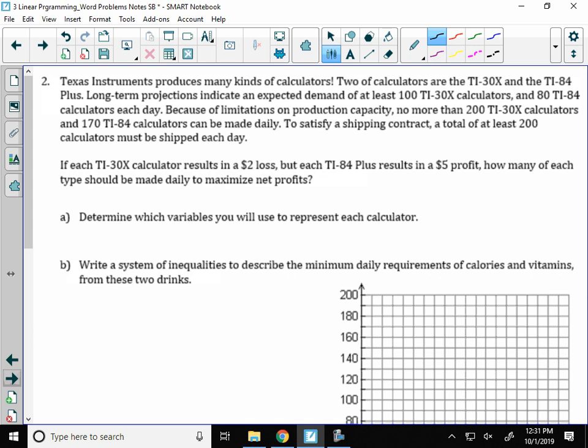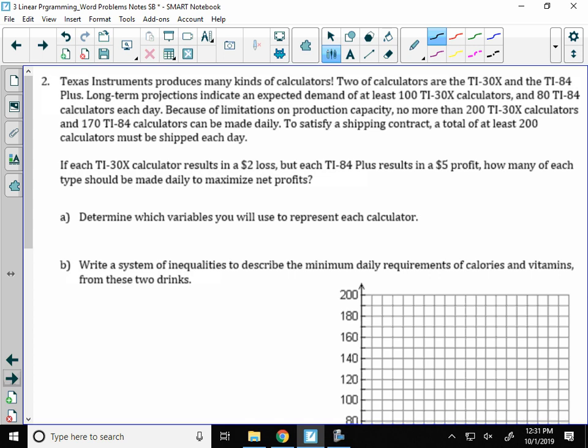So Texas Instruments makes a lot more calculators than this, but they make something called a TI-30X, which is just this basic little scientific one. And then they also have the TI-84s, right? Most of you have a TI-84. Long-term projections indicate an expected demand of 100 of these little TI-30s per day and 80 TI-84s each day. But there's a limitation.